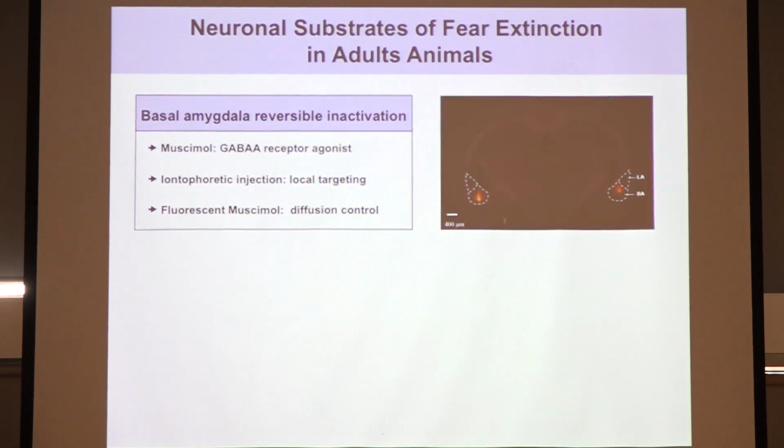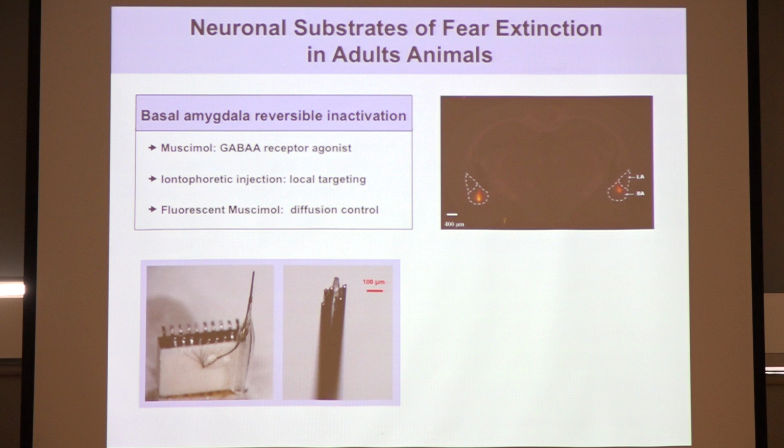Okay, so the next thing we did in this experiment was to try to bring some causality again. There was no optogenetics available at this time, so it was not easy to target fear and extinction neurons. So what we decided was to use a pharmacological approach. We inactivated the basal amygdala by iontophoretic injection of muscimol, which is a GABA A receptor agonist.